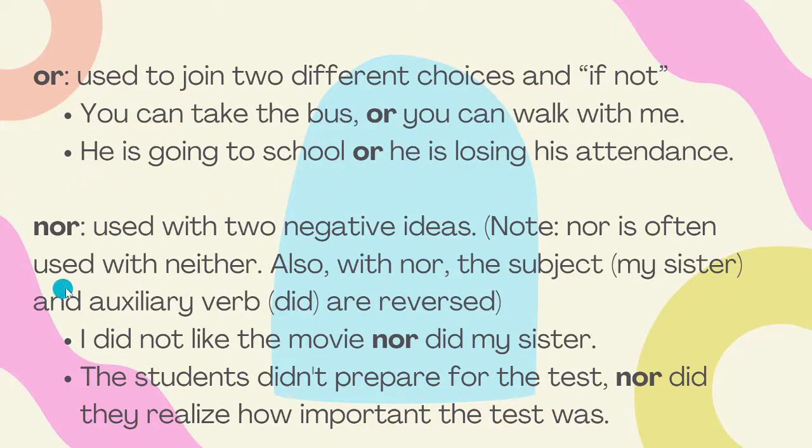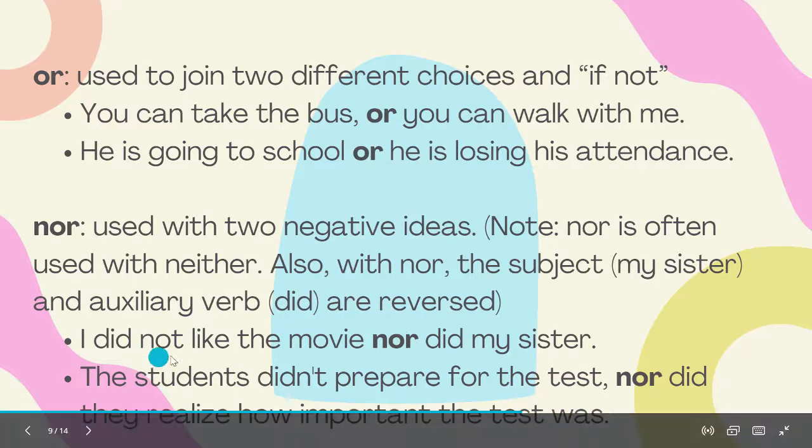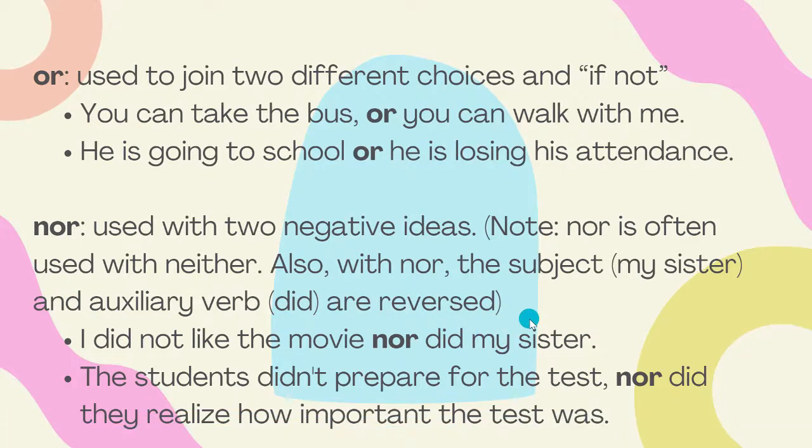Okay, next is nor. Used with two negative ideas. Note, nor is often used with neither. The subject, for example my sister, and the auxiliary verb did are reversed. Nah, let's see. I did not like the movie, nor did my sister. So here, when we use nor, the verb and subject are reversed. So it should be my sister did become did my sister.